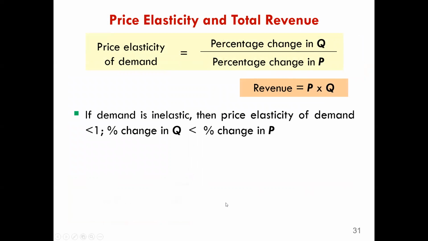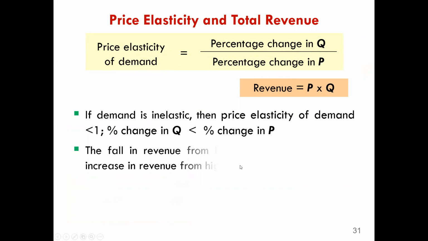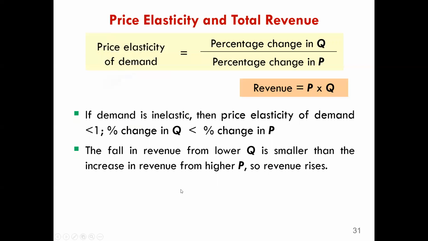Let's look at another scenario where demand is inelastic. We would realize that the price elasticity of demand will be less than 1. And thus, the percentage change in quantity demanded will also be less than the percentage change in price. Therefore, the loss in revenue from a lower quantity demanded will be smaller than the increase in revenue from a higher price. So revenue will rise in effect.